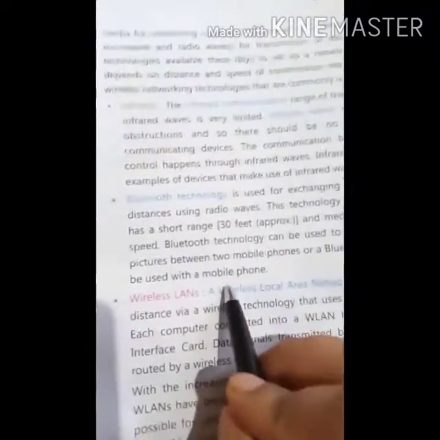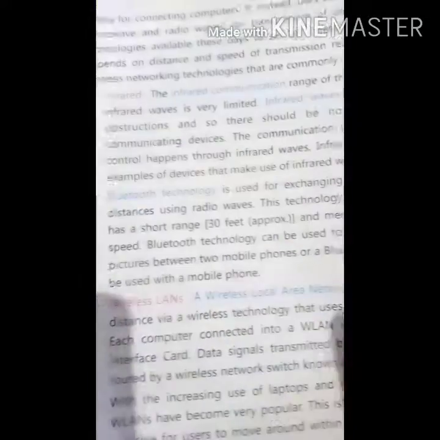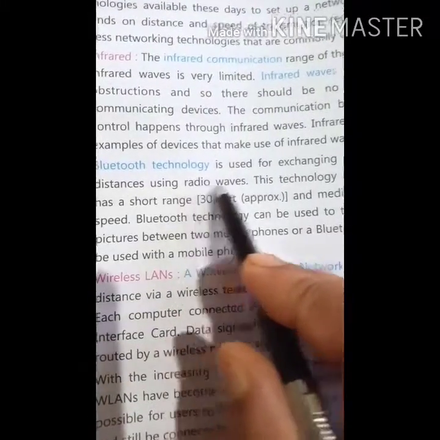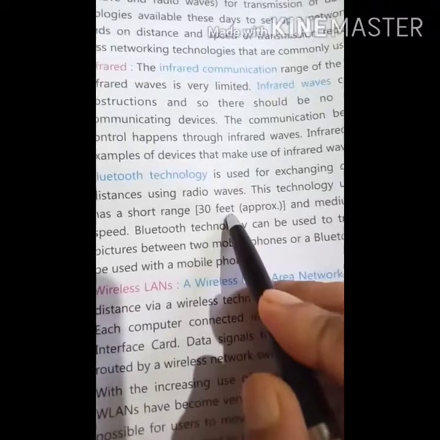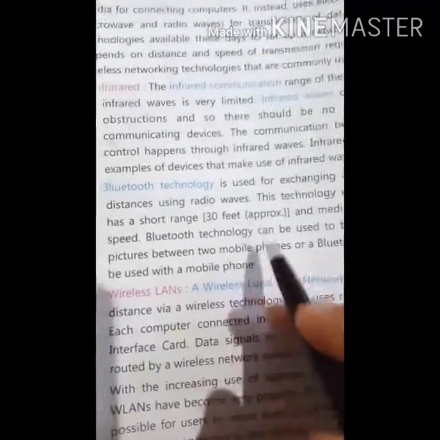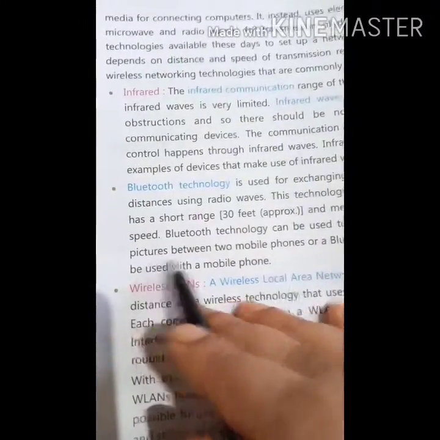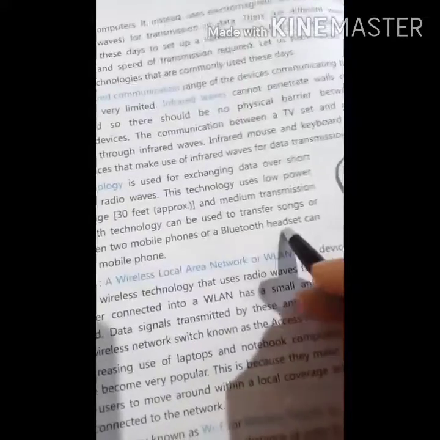with a mobile phone. So Bluetooth technology we use largely in mobile technology, and Bluetooth uses radio wave signals. It covers approximately 30 feet of distance, and we can send songs and pictures between mobile phones and Bluetooth headsets.